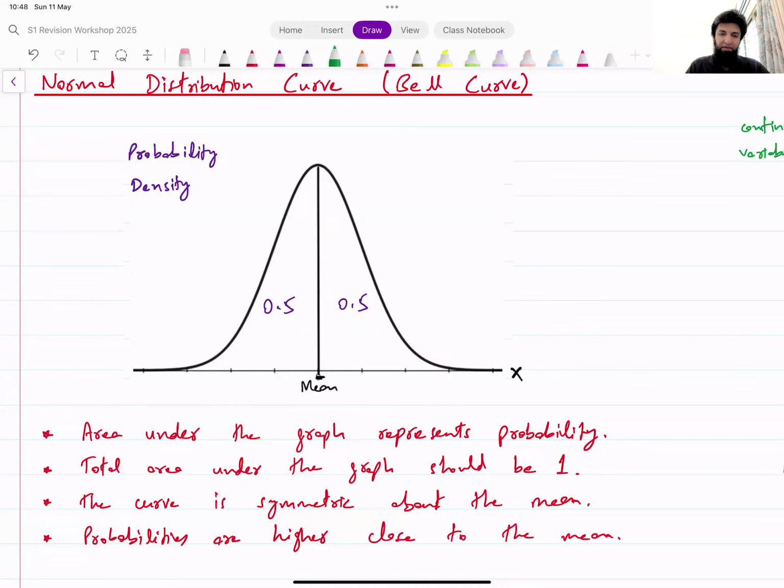Now, how do you find this area under the graph? Actually, this area is found using integration, and this integration is quite complicated. So what we have in the exam is that they give us a table that we will be using to find these areas. Okay, we'll talk about how to use that table.